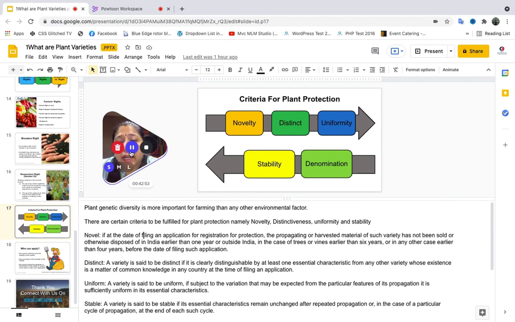The next criterion is stability. A variety is said to be stable if its essential characters remain unchanged after repeated propagation. Let's say I am repeatedly crossing my plants, repeatedly making back crosses, repeatedly making progenies, repeatedly using that seed material. But the content of vitamin stays the same, and other features like grain yield and girth of the corn remain the same. Then only that variety would be considered stable.